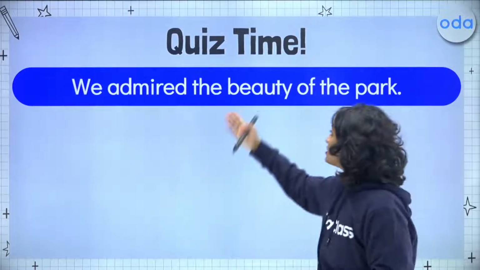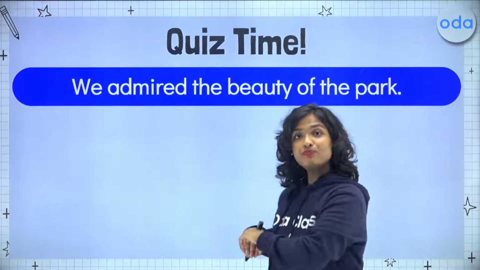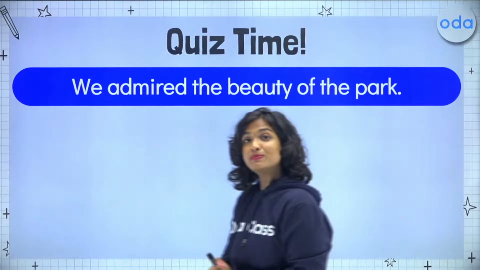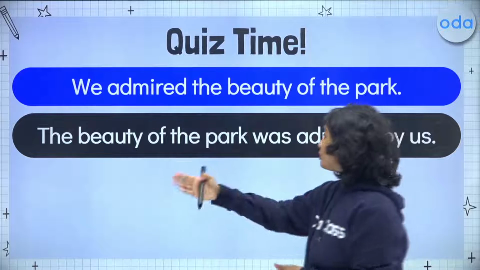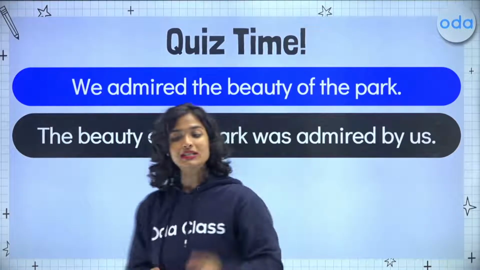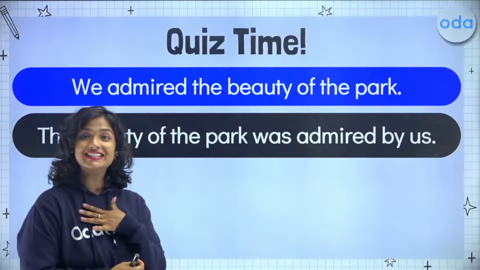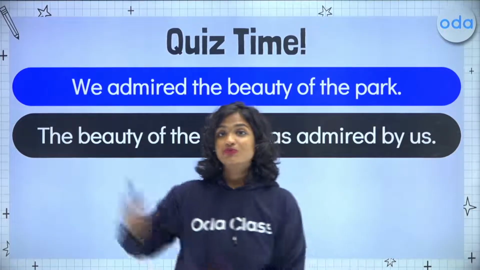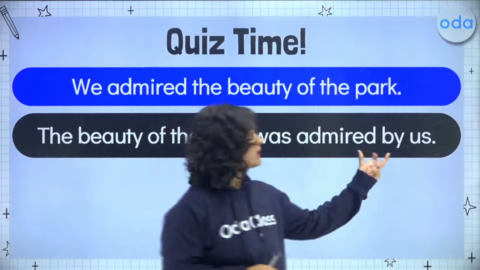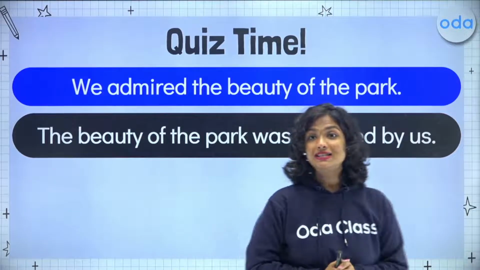So we admired the beauty of the park. This entire thing is going to be our object here. So let's make it our subject. The beauty of the park was admired by us. Once again, notice that we becomes us. Subject form we becomes object form us.